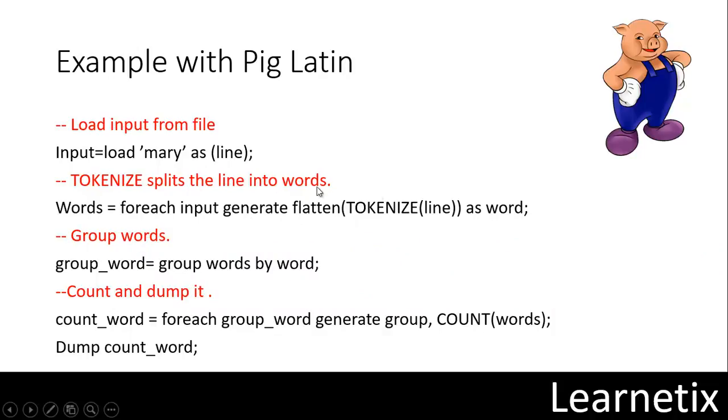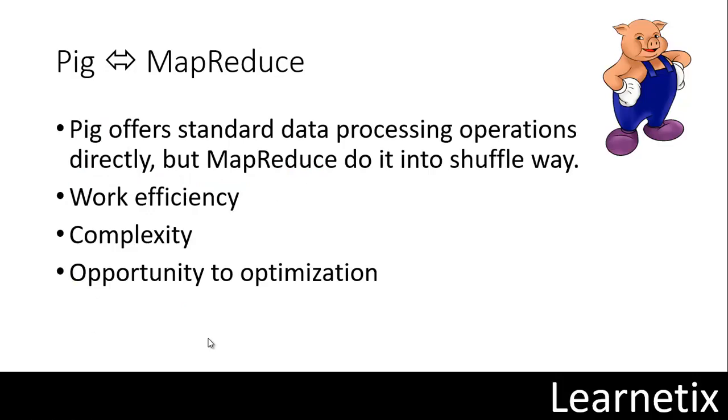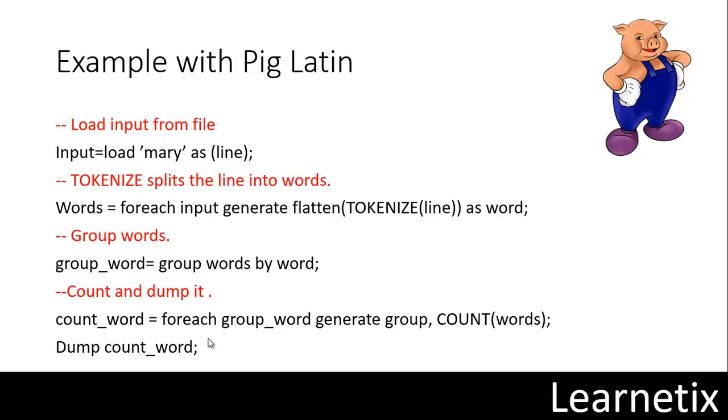After that, once the line is divided into different words, we will group the words as per their similarities. So group word is equal to group word by word. After that, we'll count and dump it into HDFS. So count word is equal to foreach group word generate group, count all the words, and after that dump count word. So we understood that a MapReduce job takes approximately 70 to 80 lines, but Pig Latin is doing it in 4 lines of simple operations, right?